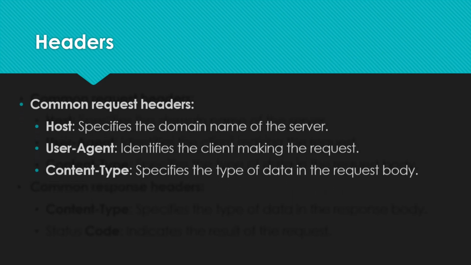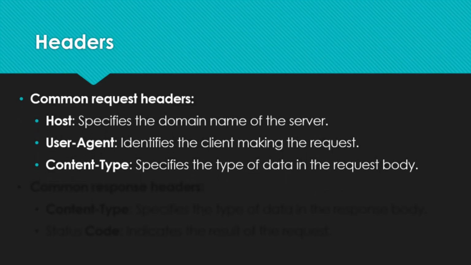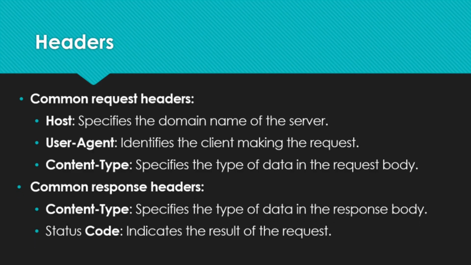First, we are going to start with request. Host specifies the domain name of the server. User agent identifies the client making the request. Content type specifies the type of data in the request body. Now common response headers. Content type specifies the type of data in the response body. Status code indicates the result of the request.